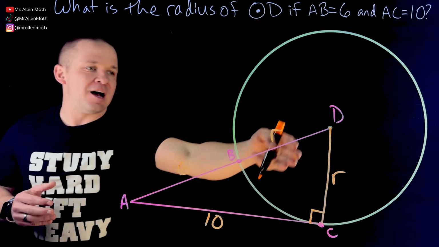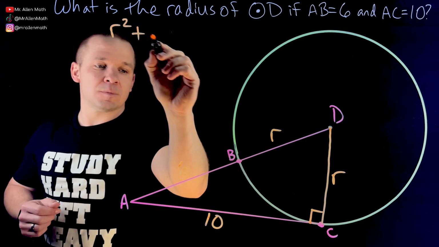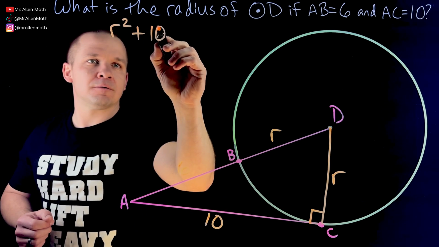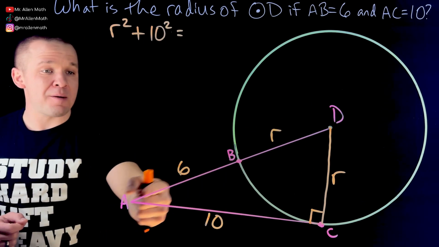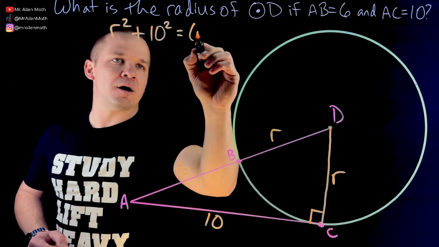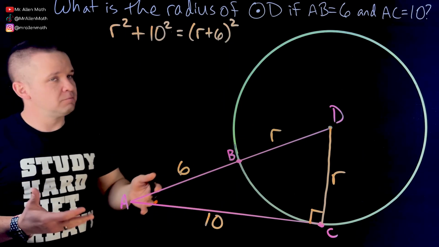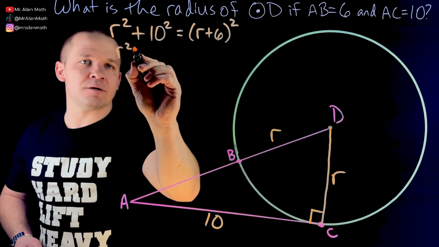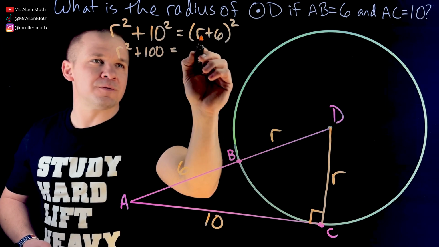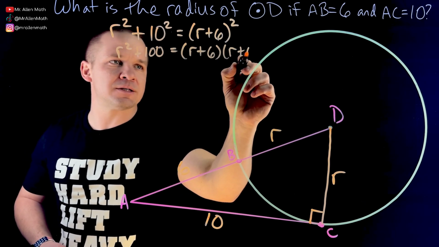Check it out. I've got R squared plus 10 squared equals my hypotenuse, which is R plus 6, quantity squared. Lovely. Now it's math. I got R squared plus 100 equals, you got to think of this as R plus 6 times R plus 6.